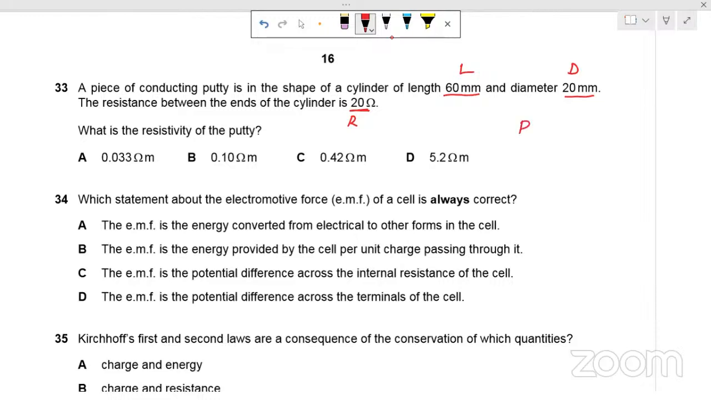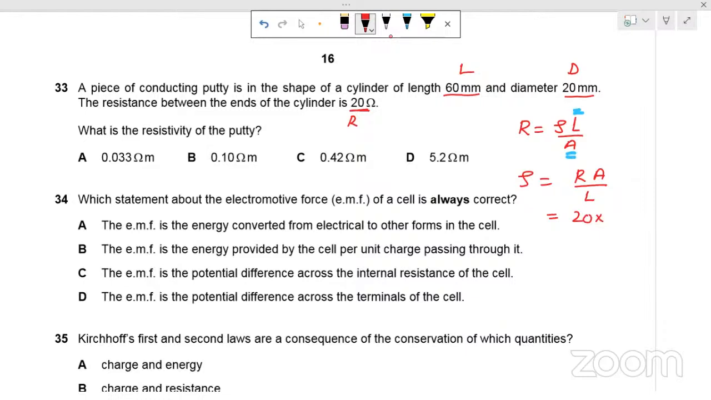So you should know this formula. R is equal to rho L divided by A. Resistance of a wire varies with length and cross-sectional area in this way. So we have to find the resistivity, which is this rho. So let's make the resistivity the subject: rho equals R A divided by L. So what is the resistance of the wire? That is 20.